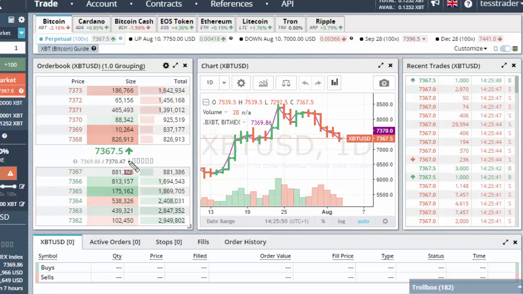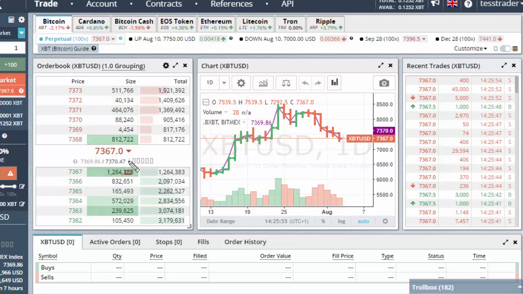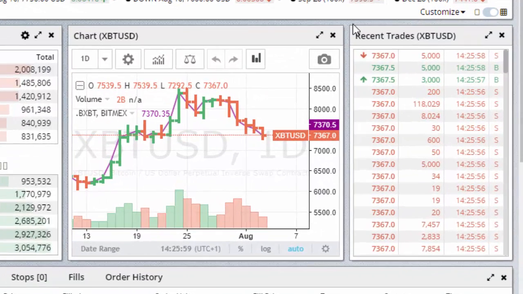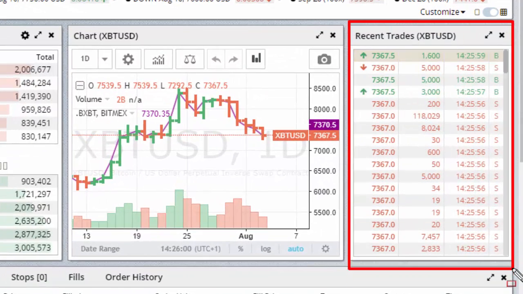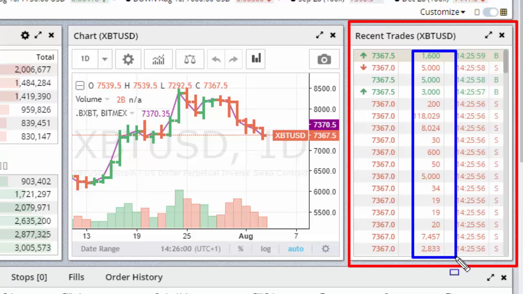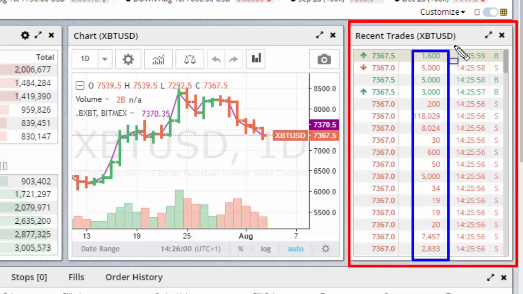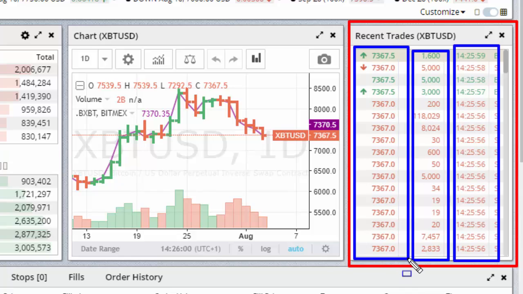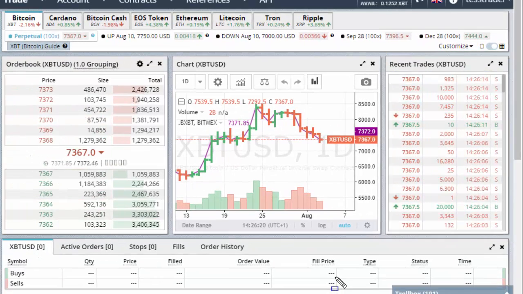So again, you have an element of transparency that you don't get if you were to trade through a broker trading futures contracts, let's say in the US. On the right hand side we have the recent trades. These are the trades that have just been filled. You can see them all there, including the volumes, the time when the order was filled, and then the price as well.